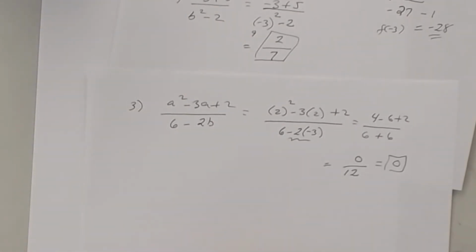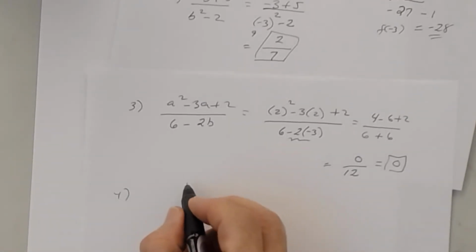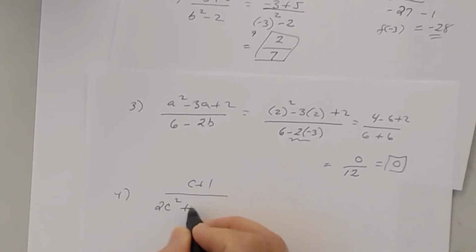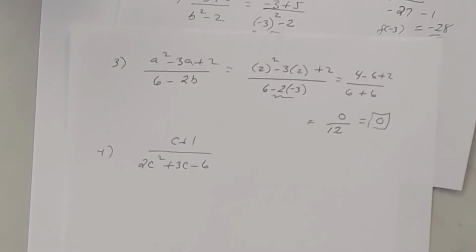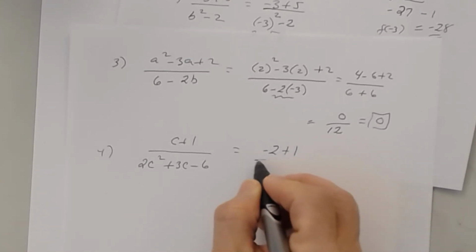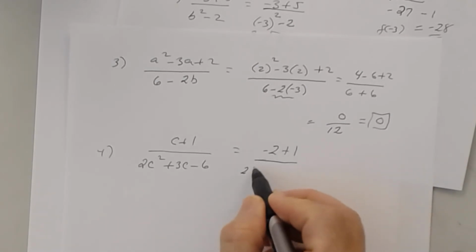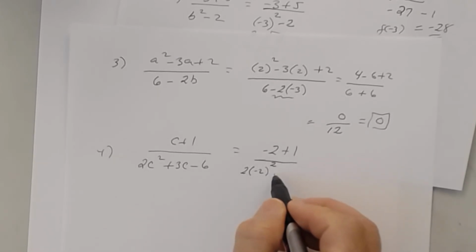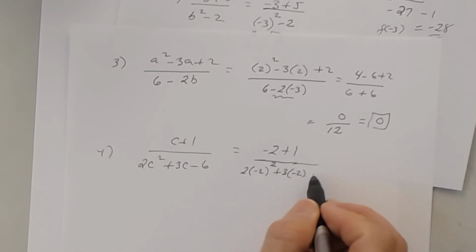All right, and then let's look at number 4. Suppose in number 4, I had c plus 1 divided by 2c squared plus 3c minus 6. Wherever I see the variable c, and there's only one variable in here, negative 2, I plug in negative 2. So my numerator, I get negative 2 plus 1. The denominator, I get 2 times c, which is negative 2, but what am I doing to that? Squaring it. Plus 3 times c, which is negative 2, minus 6.